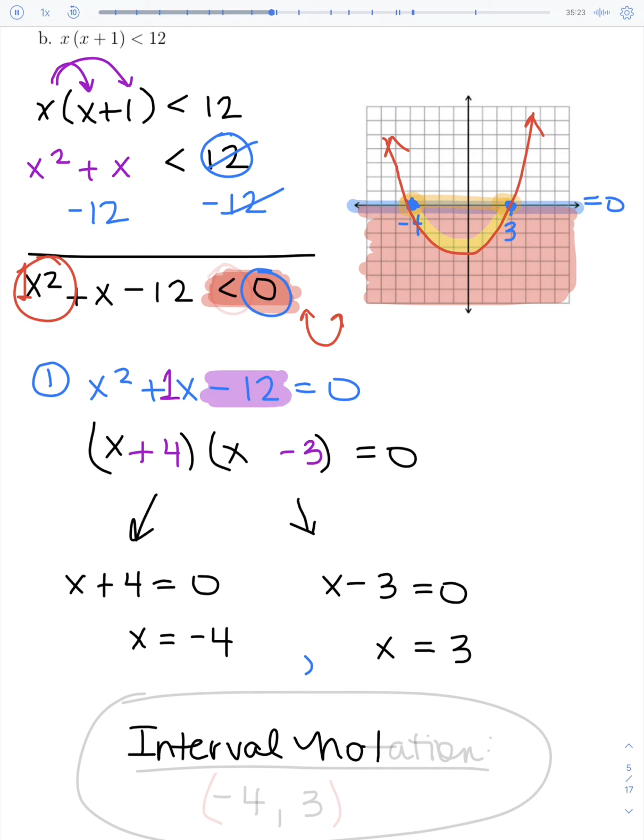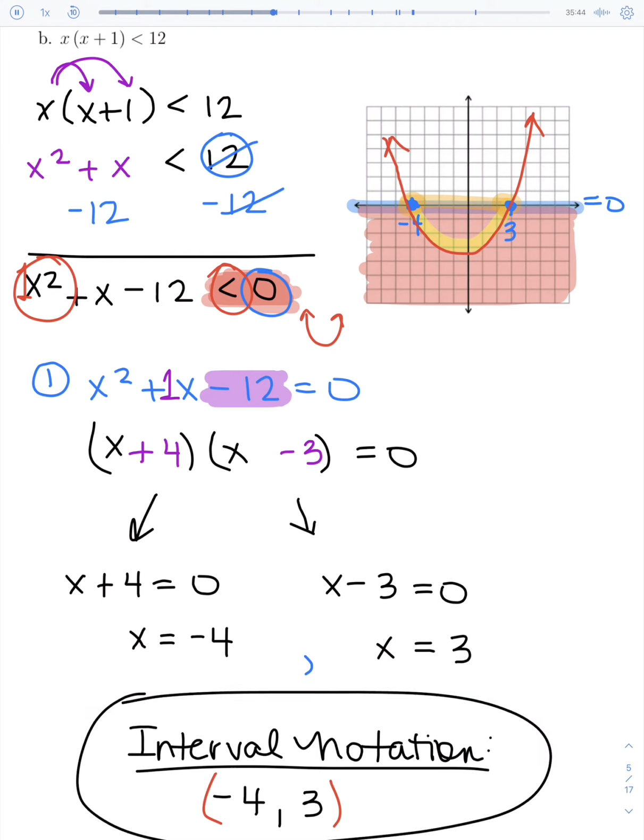will be that the graph that's below the x-axis starts at negative 4, stops at 3, and just like before, because we've got less than, not equal to, we'll use parentheses, not brackets, on both, and we're done. That is our final answer in interval notation.